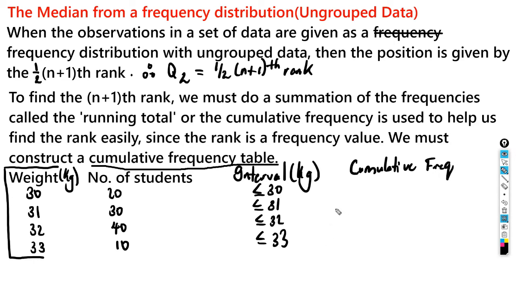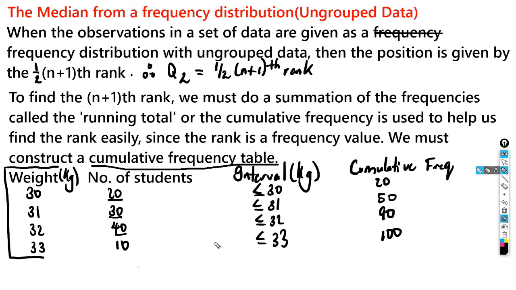The cumulative frequency is actually the number of students added right down. So for the first one, it's going to be 20. For the next one, it's going to be 20 plus 30, which would give us 50. Then the next one is going to be 50 plus 40, which would give us 90. And the last one would be 90 plus 10, which would give us 100. All right, guys, great.